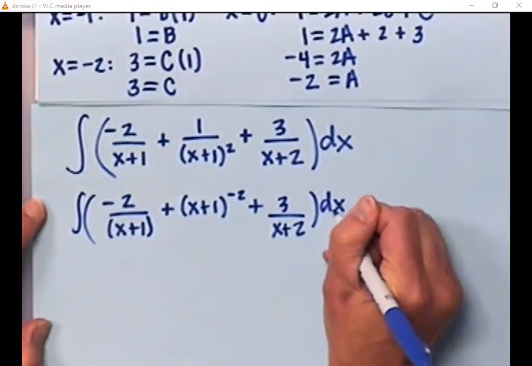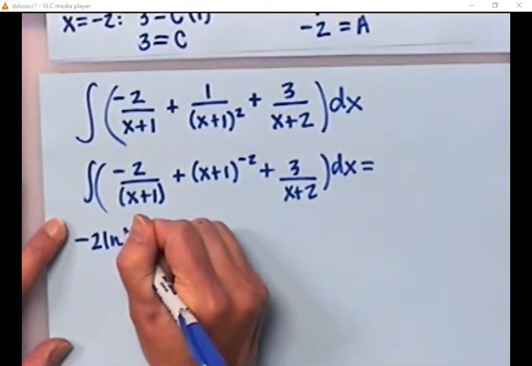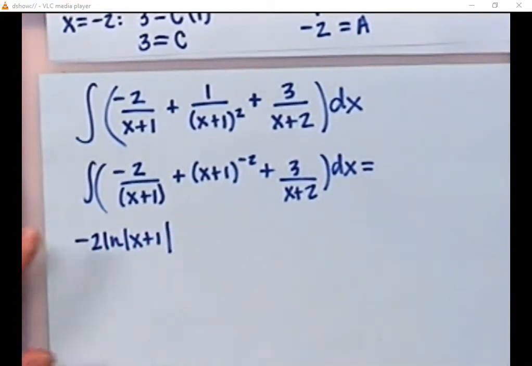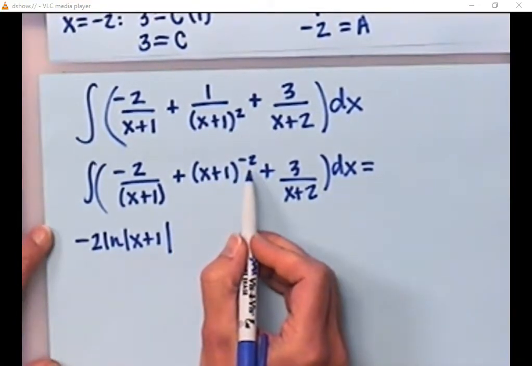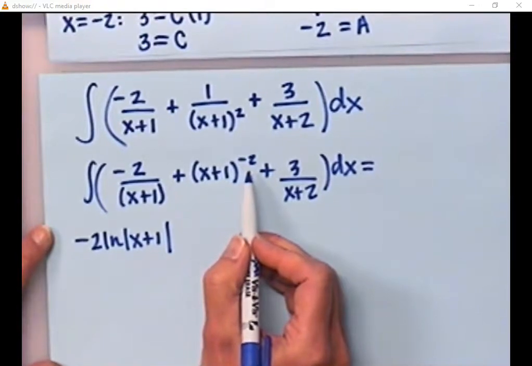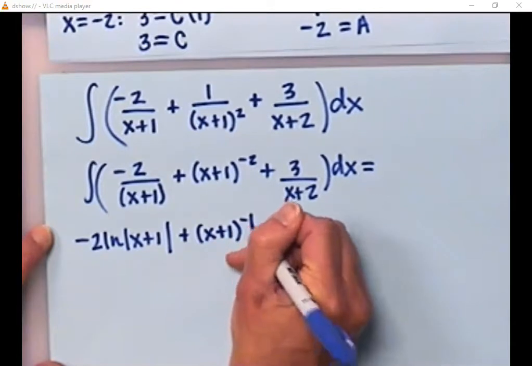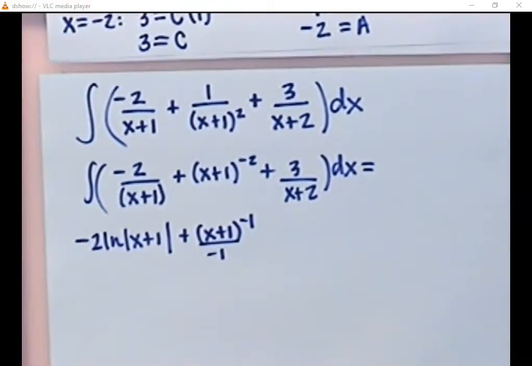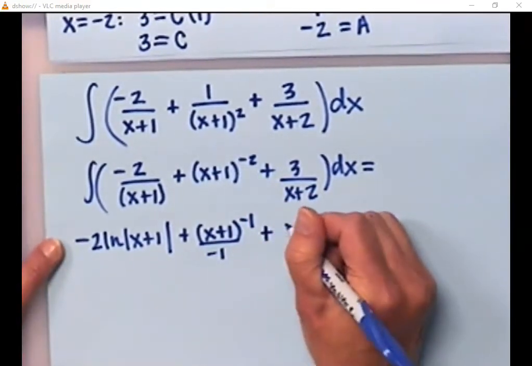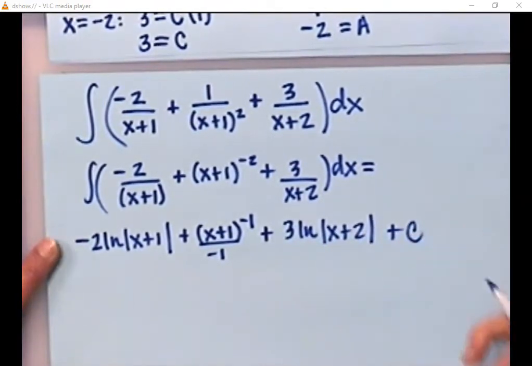So now I should be able to. So this will give me negative 2, that's a constant out front, natural log of x plus 1. So when I apply the power rule here, what does this power become? X plus 1 to the negative 1. Anything else I need to do? Yeah, divide by negative 1 or put the negative out front. So remember, you just add 1, divide by the power. And then this will be 3 natural log of x plus 2 plus c.